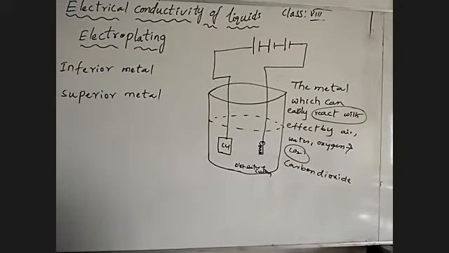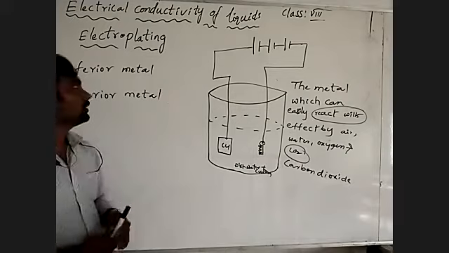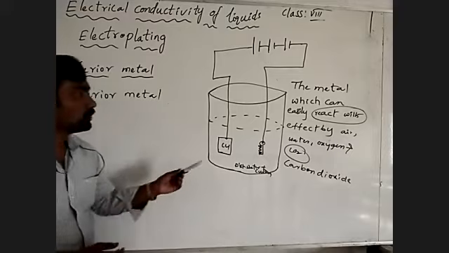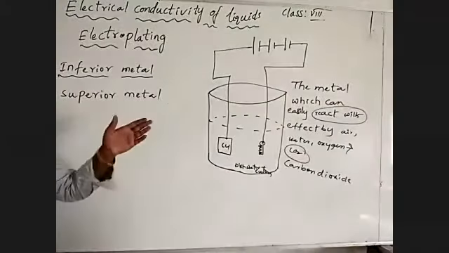And superior metal is the opposite of that. Superior metals means the metal which cannot easily react with, or is not affected by, air, oxygen, water or carbon dioxide present in our air. Do you understand what I'm saying here? Inferior metal means the metal which can easily react with such types of substances.